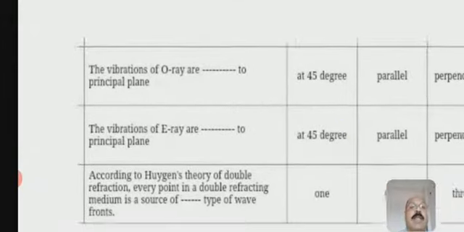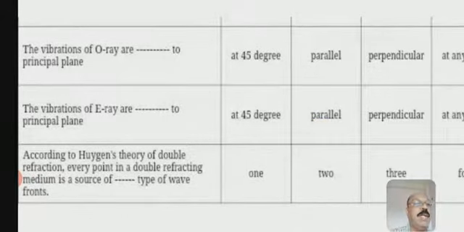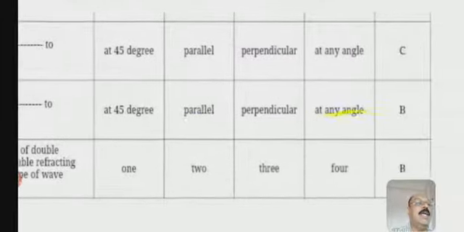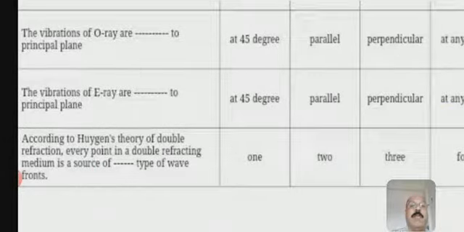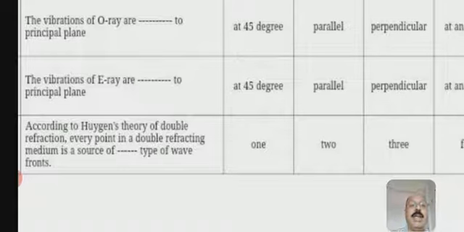Then the other questions we are seeing here: the vibrations of the ordinary ray are dash to the principal plane. It is 45 degree, parallel, perpendicular, at an angle. The answer is perpendicular. The vibrations of the E ray are dash to the principal plane. It is at 45 degree, parallel, perpendicular, at any angle. The answer is parallel. According to the Huygens theory of double refraction, every point in a double refracting medium is a source of dash type of wavefronts: 1, 2, 3, 4. The answer is 2.